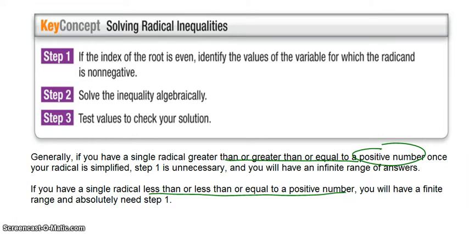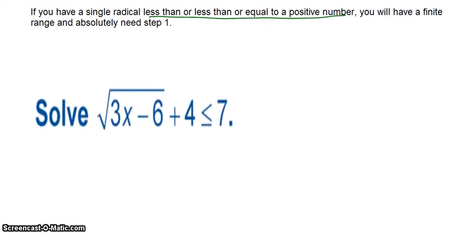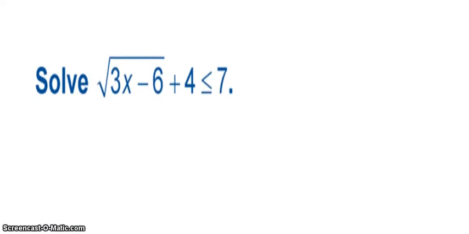And of course, if you are less than or equal to a negative number, then it's not going to work out. If you're less than 0, also not going to work out, but you can be equal to 0. So sometimes you can save yourself some work if you recognize, oh, my radical's less than negative 3. That's not possible. End of problem.